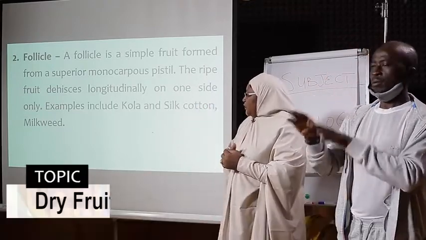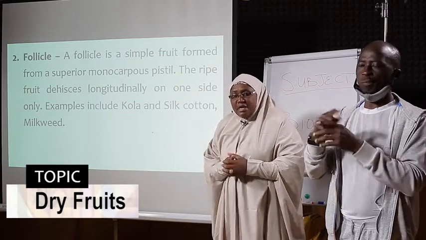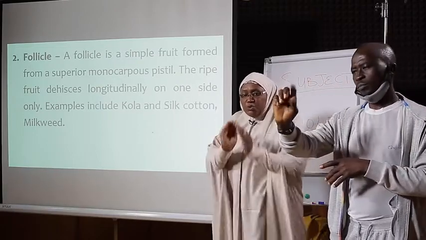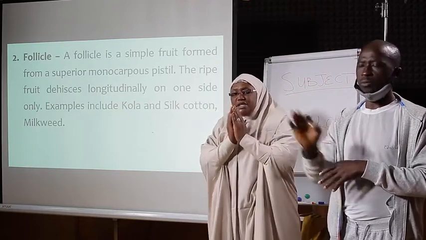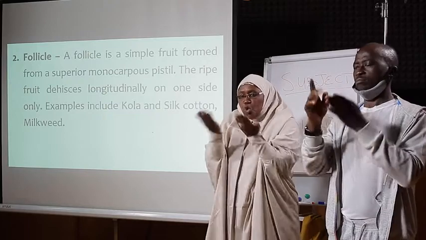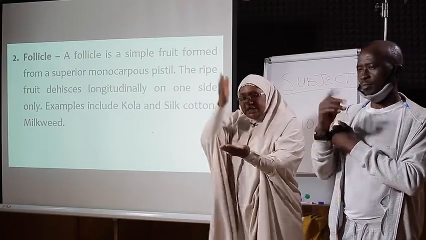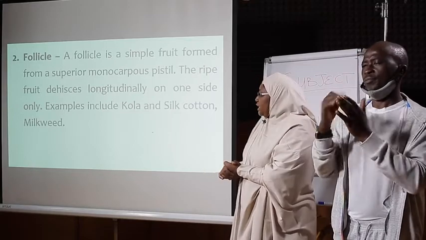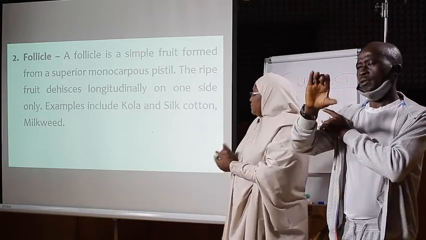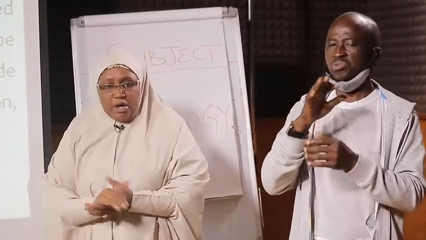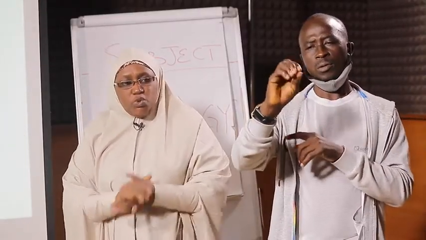An example is found in kola nut. I think we call it goro. So it's everywhere. When you see the fruit of kola nut, when it is ripened, it is dry. It splits on just one side. It will open, and then you will see the seeds of the kola inside it. So that is an example of a follicle. And we have silk cotton, milkweed. These ones, they are not very common, but the kola is a very common fruit, which I know all of you know.